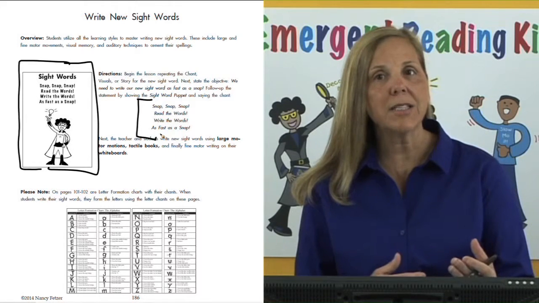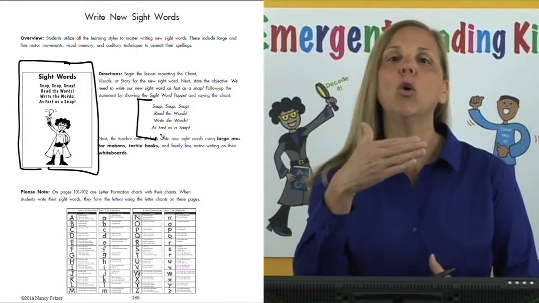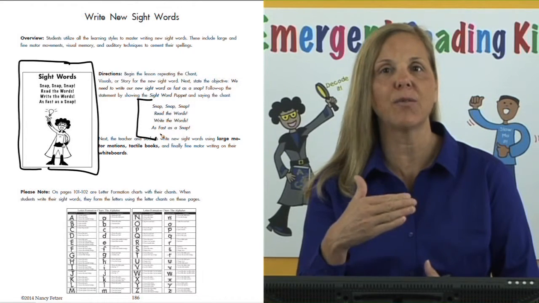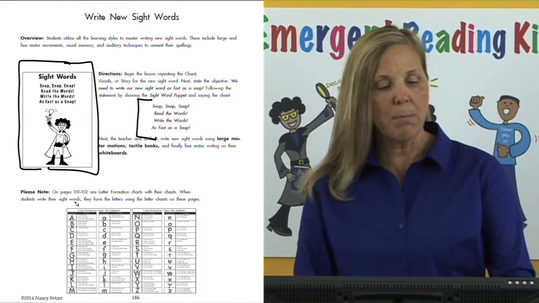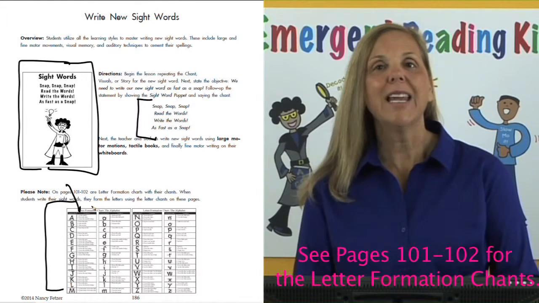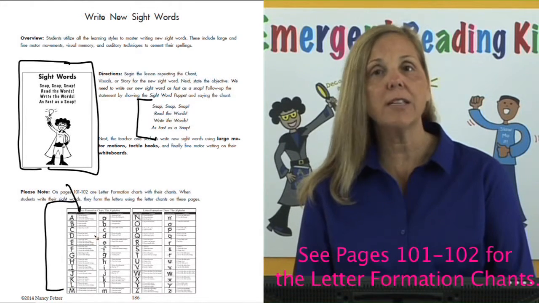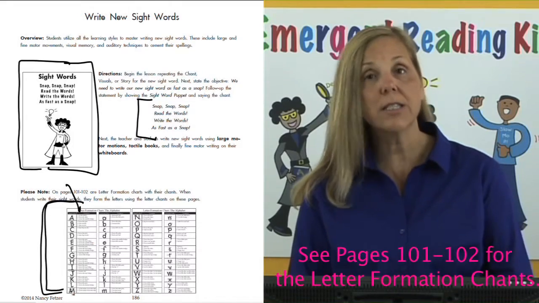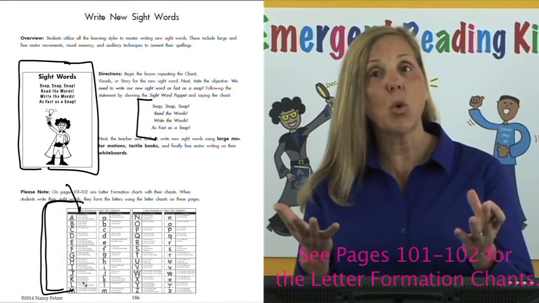We've been reading sight words as fast as a snap. Now we'll move to writing them as fast as a snap. At the bottom of this tool page are the letter formation chants. Each letter of the alphabet has a chant. They will say the chants as they're writing each one of the letters.